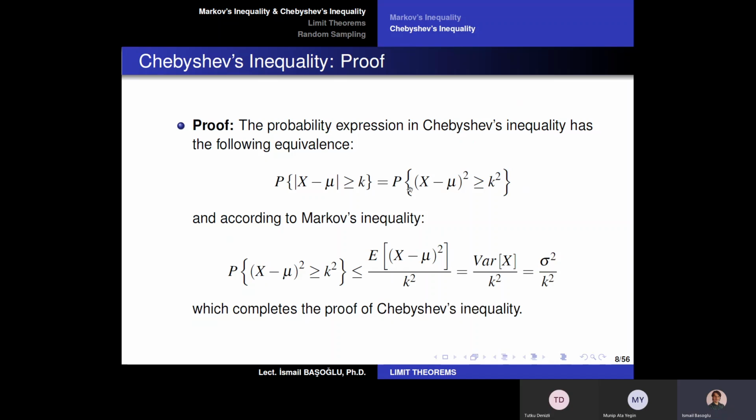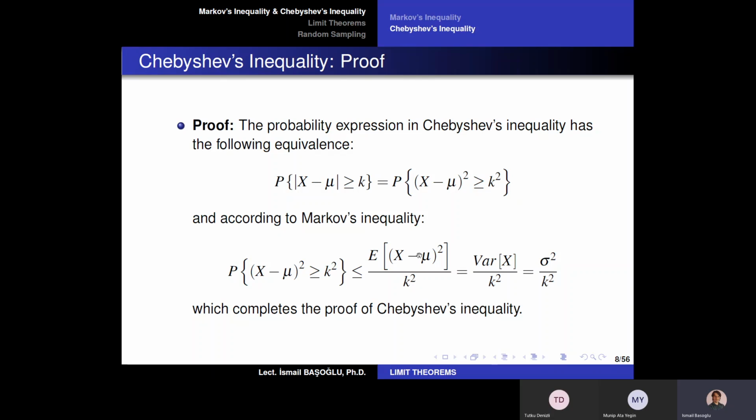Now, if you take the square of both sides, (X − μ)² is going to be a non-negative random variable, right? So the random variable on the left-hand side is non-negative, and the right-hand side is just a constant. And this is a tail probability, just like in Markov's inequality. Now, according to Markov's inequality, the probability of the random variable being greater than or equal to that constant must be less than or equal to the expected value of that random component divided by that threshold value, right?